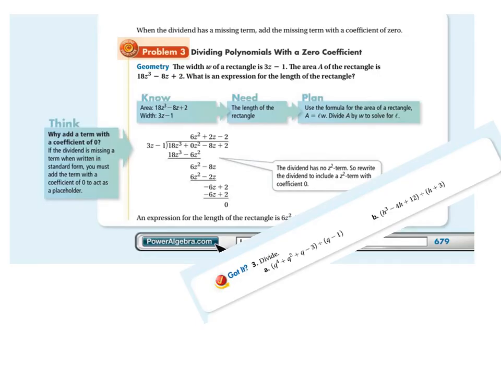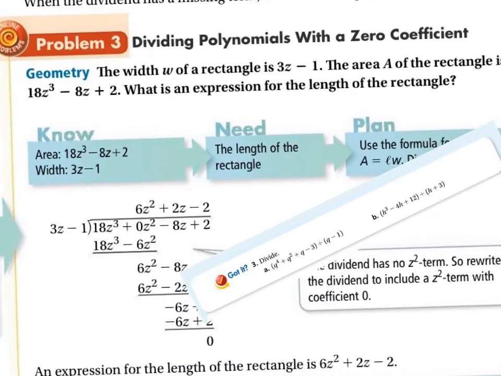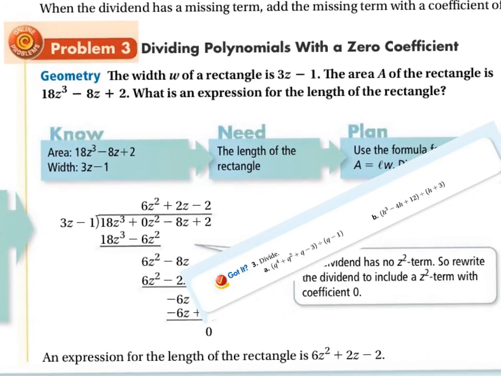Sometimes when you do these problems, there are missing terms. And with missing terms, we're going to get all thrown off if we don't put a placeholder there with a coefficient of 0. So if you look at problem 3, they're telling us the width of the rectangle and the area of the rectangle, and they're asking what the length would be. So we know area of a rectangle is length times width. So if you took the area divided by the width, that would tell us the length.